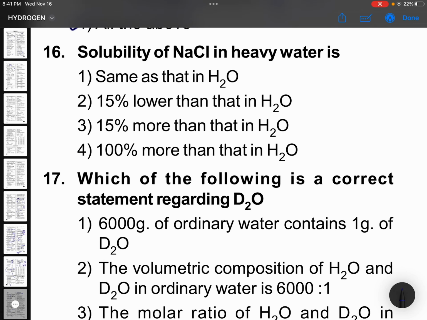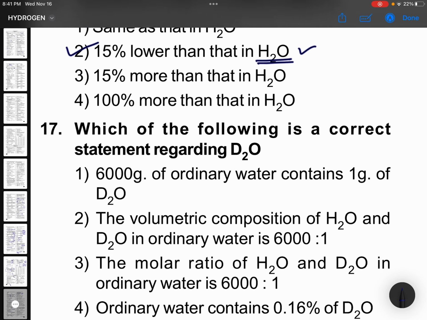Solubility of NaCl in heavy water is, okay, solubility property is definitely greater in water, less in D2O. So it is 15% lower than that in water. Water has a greater dielectric constant value and all, because of that it is better. Water is better than D2O.